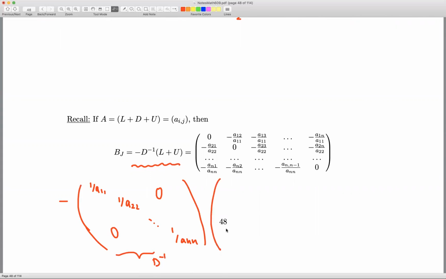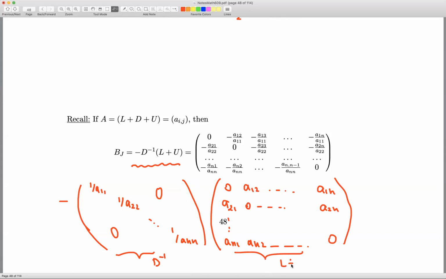And then this matrix will be multiplied by L plus U. What is L plus U? This is the original matrix A, but with the main diagonal taken away. Namely, on the main diagonal you have zeros, then A12 and so on, A2N, and at the end you will have AN1, AN2, and so on, and then 0. So this here is the matrix L plus U.